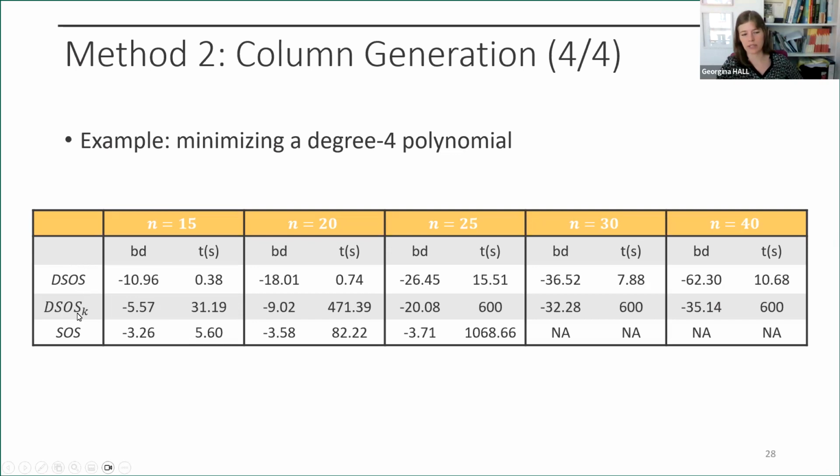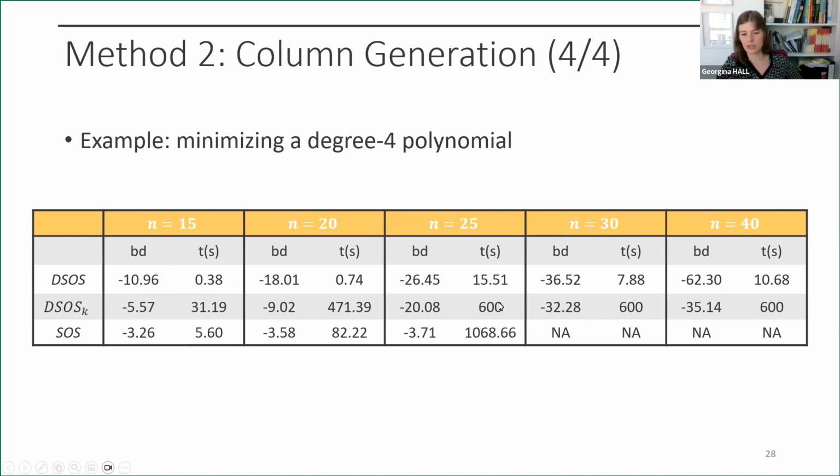On the other hand, we can still solve our methods based on DSOS and SDSOS. Here we're just giving DSOS and SDSOS, the initial one-shot approximation. As you can see, it takes very reasonable time, 7 seconds here, 10 seconds here. And we get minus 36.52, for example. If you compare, for example, at n equals 15, you get minus 10.96, which is a worse lower bound than minus 3.26. So you're not doing so well here.